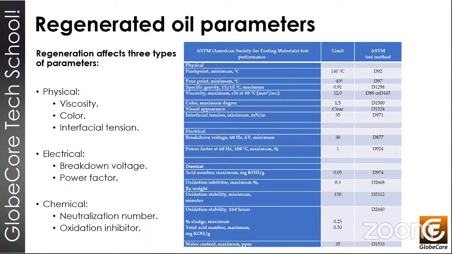All right, so what happens when we regenerate transformer oil? We affect the oil in three large areas, I suppose. We're going to affect the physical properties of the oil, such as viscosity, interfacial tension, visual appearance of the oil. We will also influence its electrical performance, or dielectric rather, such as power factor, breakdown voltage. And finally, we are going to influence the chemical properties of the oil, such as the neutralization number and inhibitor content. Okay.